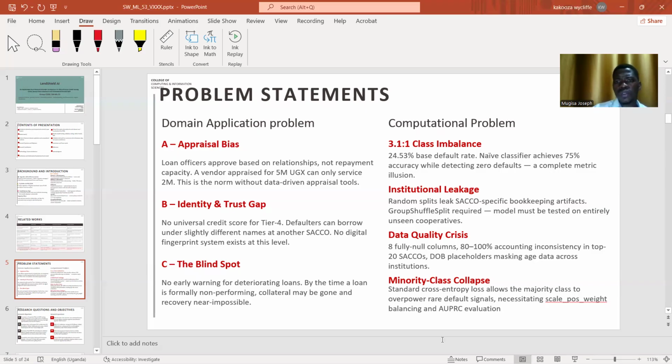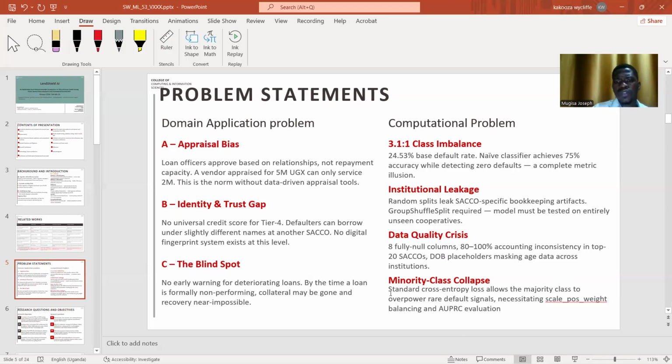And then we also have computational challenges which revolve around class imbalance, whereby a model that is not well trained can achieve a high accuracy of about 75%, yet it is just gambling, surviving on the advantage of the baseline, which is 24.53%. This is the percentage of defaulters. So even if it just predicts everyone as a non-defaulter, it will achieve 75% accuracy.